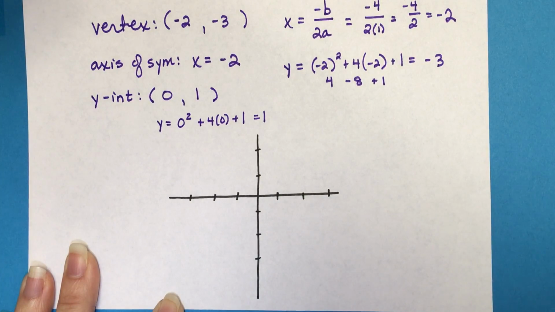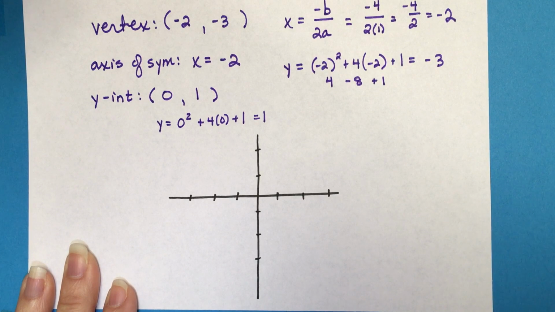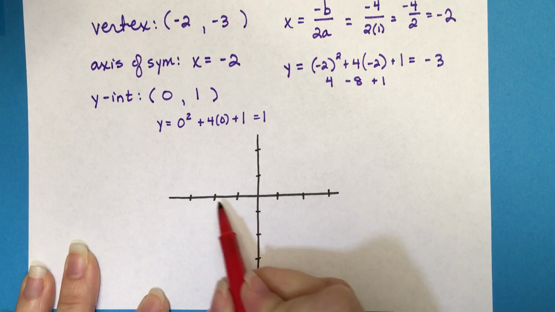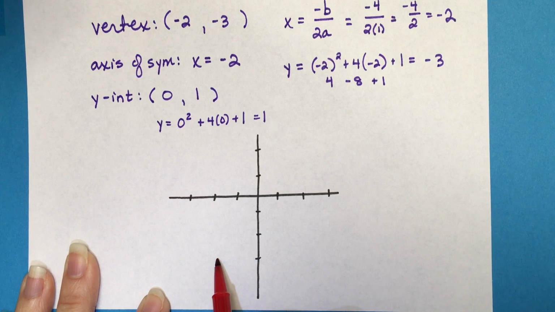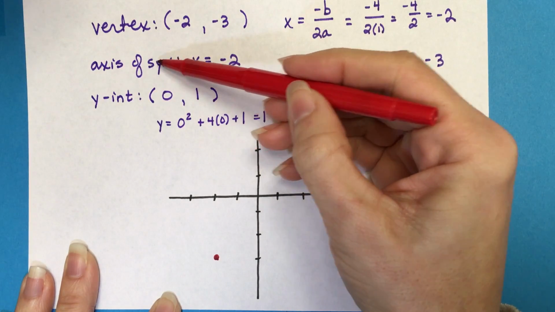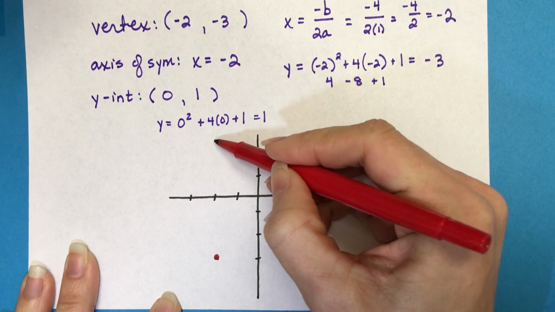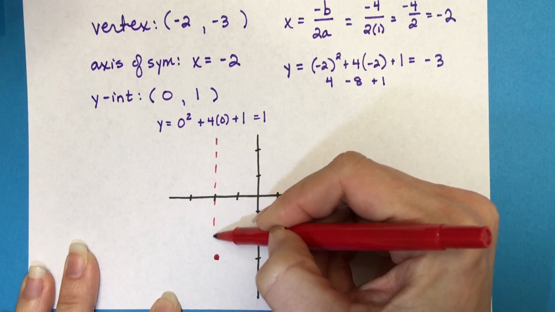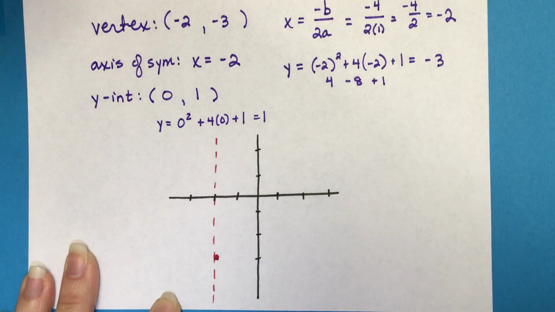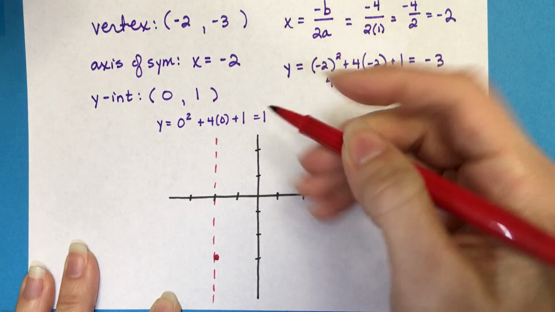Okay, so we don't need many tick marks here. We don't have large numbers to do this with. So plot your vertex first. So I have -2, -3. And as soon as you do your vertex, I want you to go ahead and put that dotted line in for your axis of symmetry. Now remember, it always goes through the vertex. Okay, then we need to plot the y-intercept.